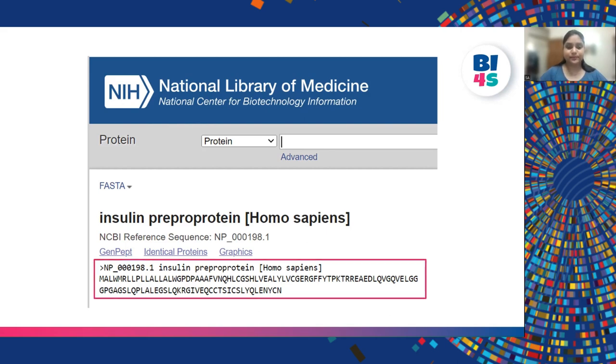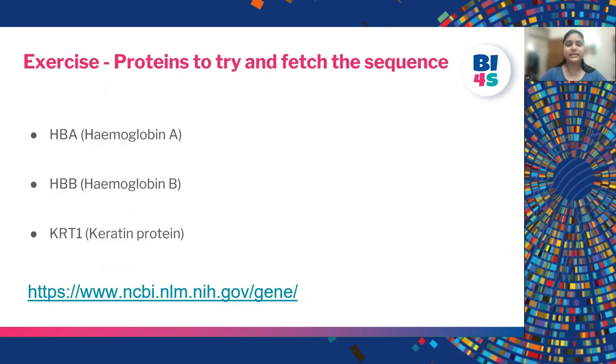As an exercise for you, there are a few more proteins that you can try and fetch the sequence for: HBA, HBB, and KRT1. And this is the site where you can go and download the sequence from.